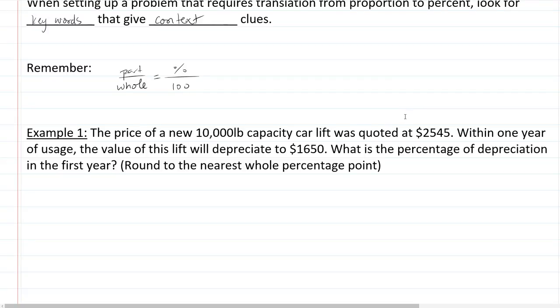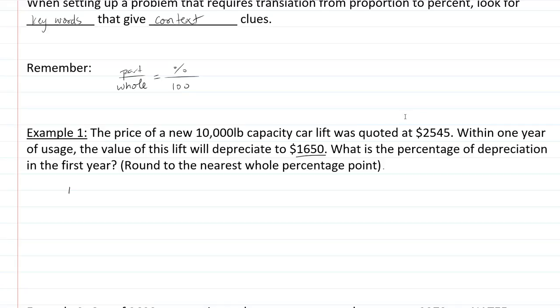Example 1. The price of a new 10,000 pound capacity car lift was quoted at $2,545. Within 1 year of usage, the value of this lift will depreciate to $1,650. What is the percentage of depreciation in the first year? And we need to round to the nearest whole percentage point. So, the lift will depreciate to $1,650.